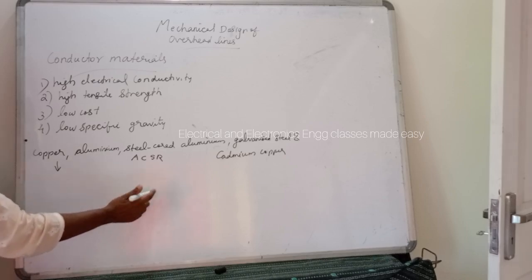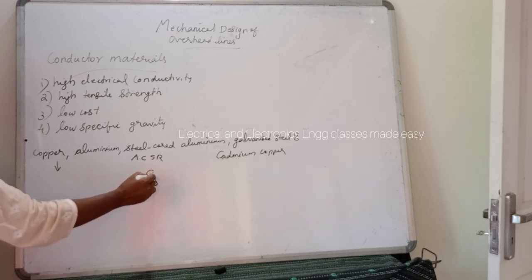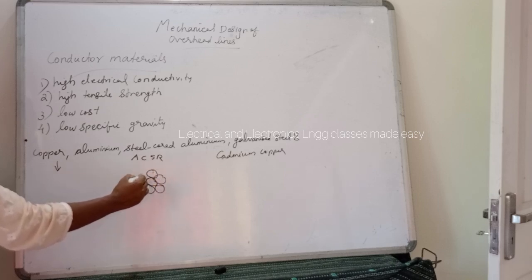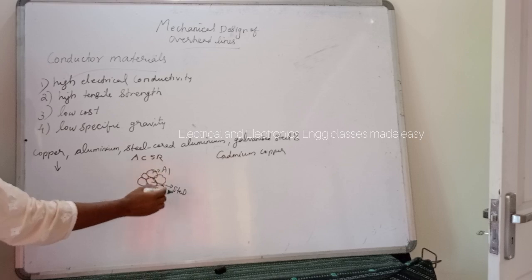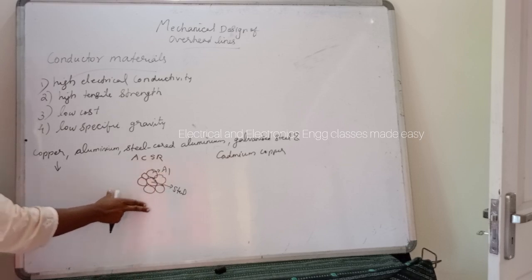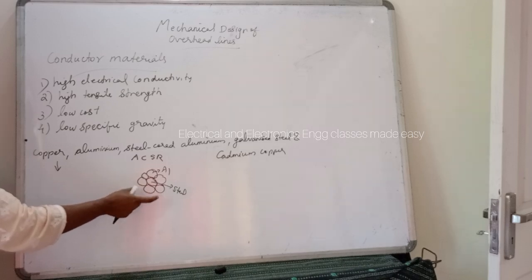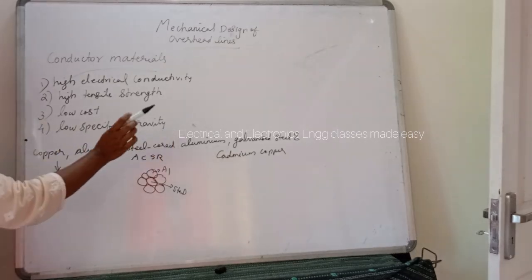and it consists of a central core of galvanized steel wires, then surrounded by a number of aluminum strands. So the center is steel, and this is aluminum. So steel cored aluminum conductor consists of a central core of galvanized steel wires surrounded by a number of aluminum strands. Then next is galvanized steel.